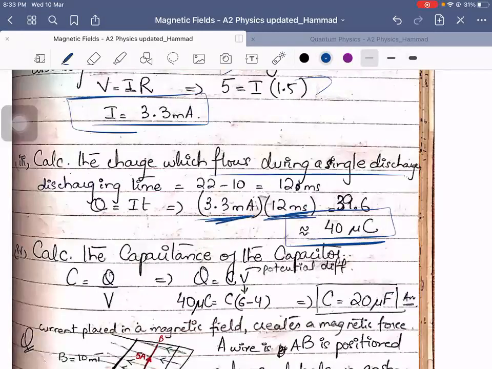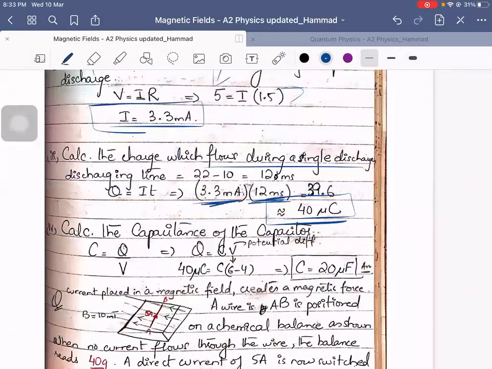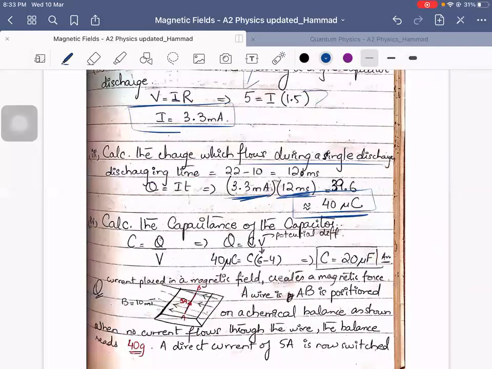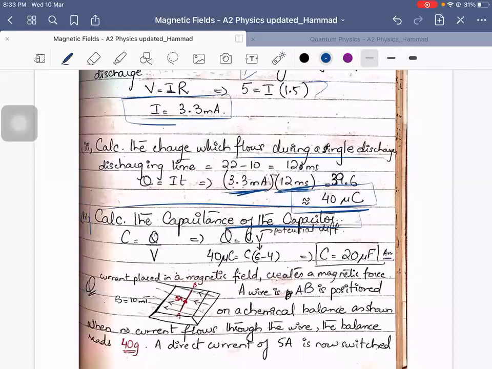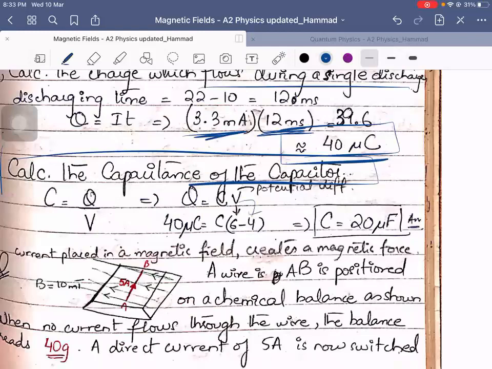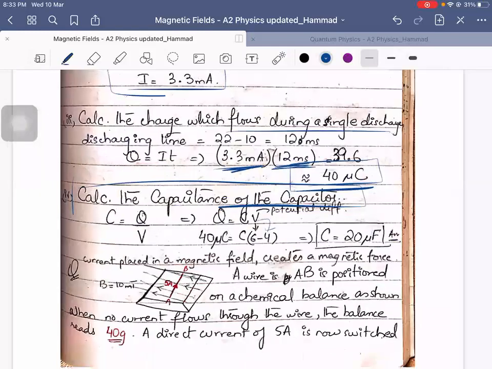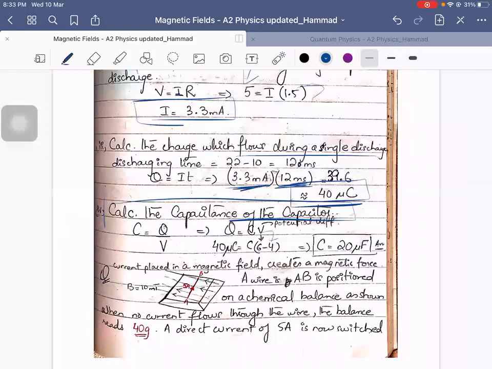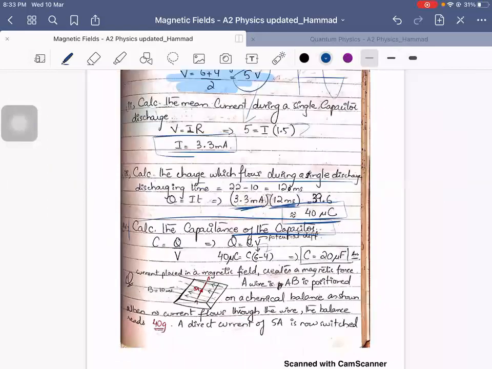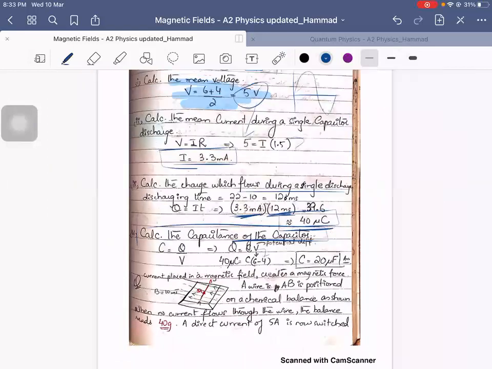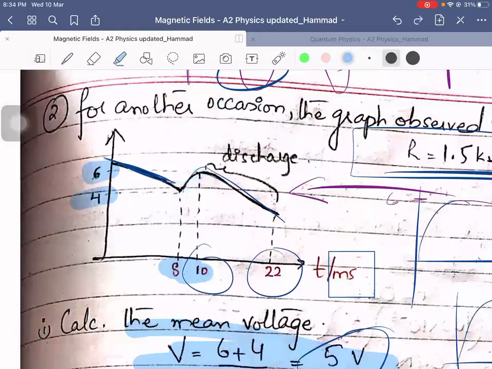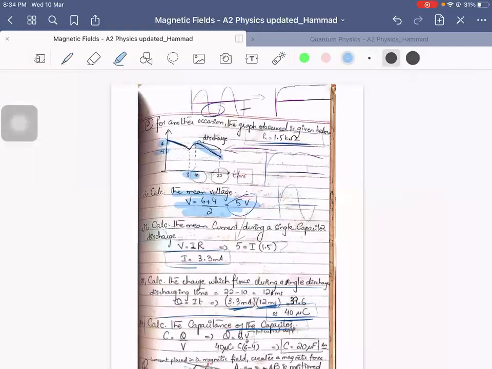They are further asking you to calculate the capacitance of the capacitor. Q is equal to CV, and the voltage value where the capacitor is discharging comes out to be C, the discharge. Capacitor is used for the discharge purpose, right? And discharge is during this cycle, 6 and 4. And that is why I've subtracted the two values.